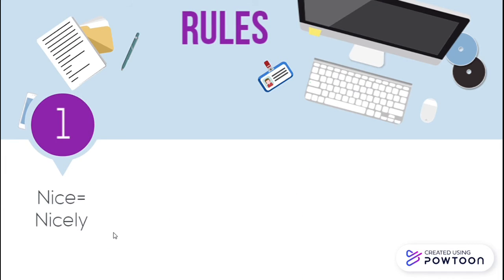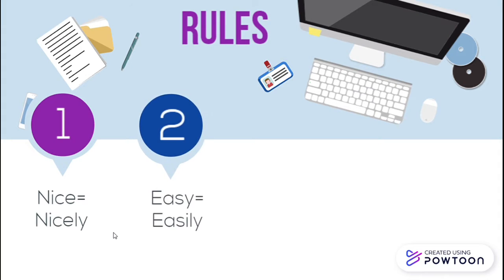Let's learn the rules. First, add ly to the adjective. Nice becomes nicely. She plays the flute nicely. Second, if the adjective ends in y, you have to change it for an i. After that, you have to add the ly. Easy becomes easily. They made the puzzle easily.